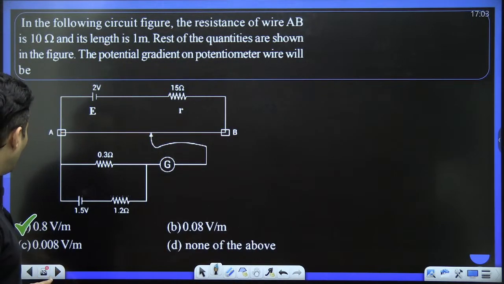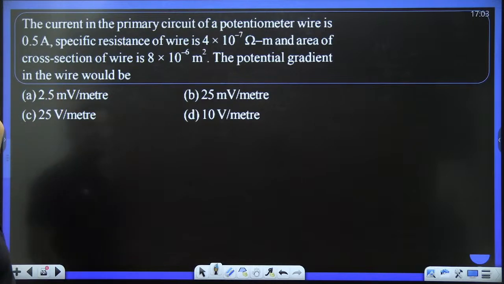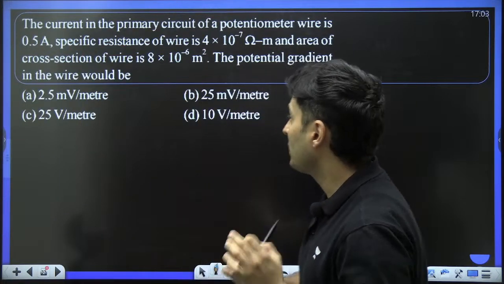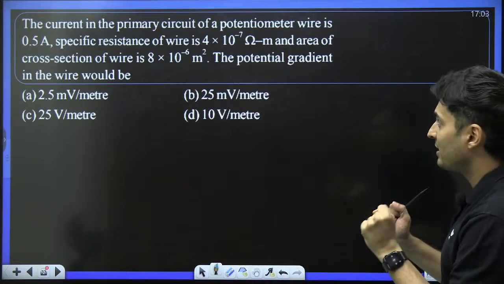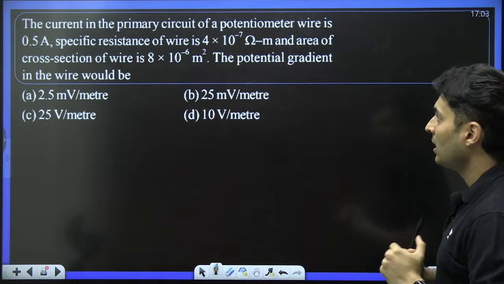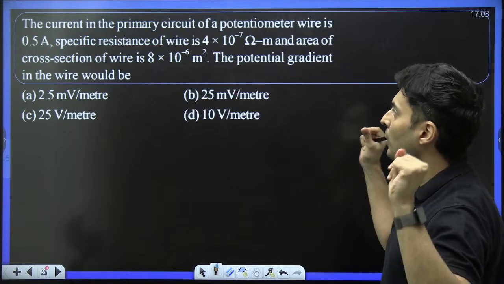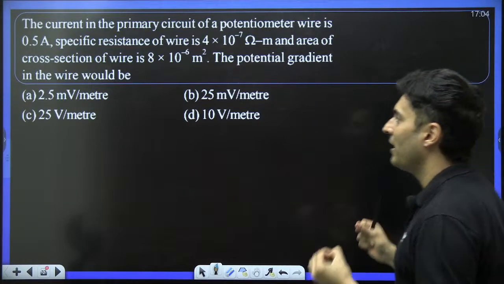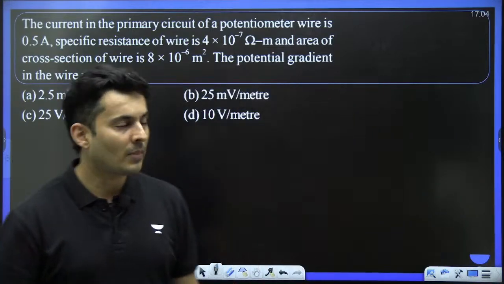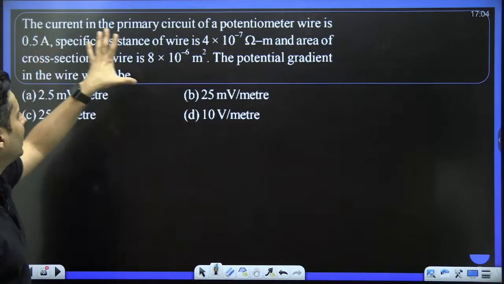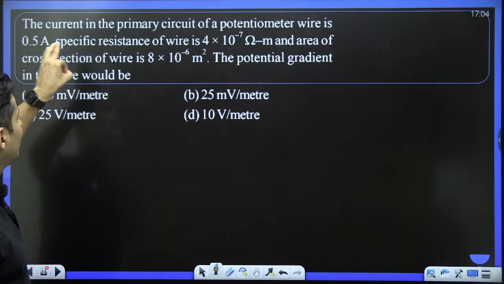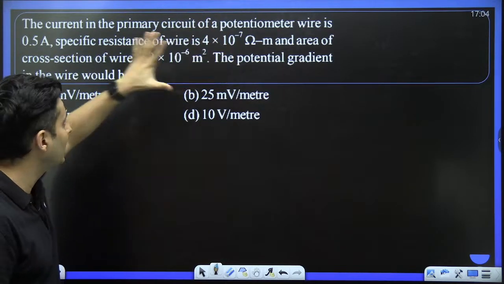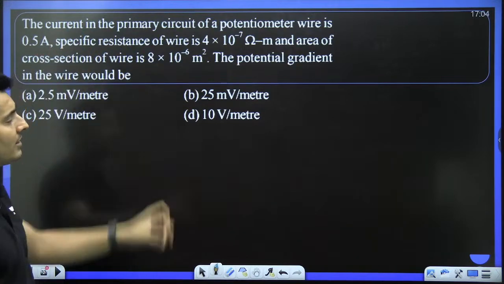Alright. So moving on to the next question coming up on your screen. The current in the primary circuit of the wire is this much amperes. Specific resistance is this much. And the area of cross section of the wire is this much. Then the potential gradient in the wire will be how much? Interesting question. Current is this much. The resistivity is given because specific resistance means resistivity. Area is given, gradient is asked.